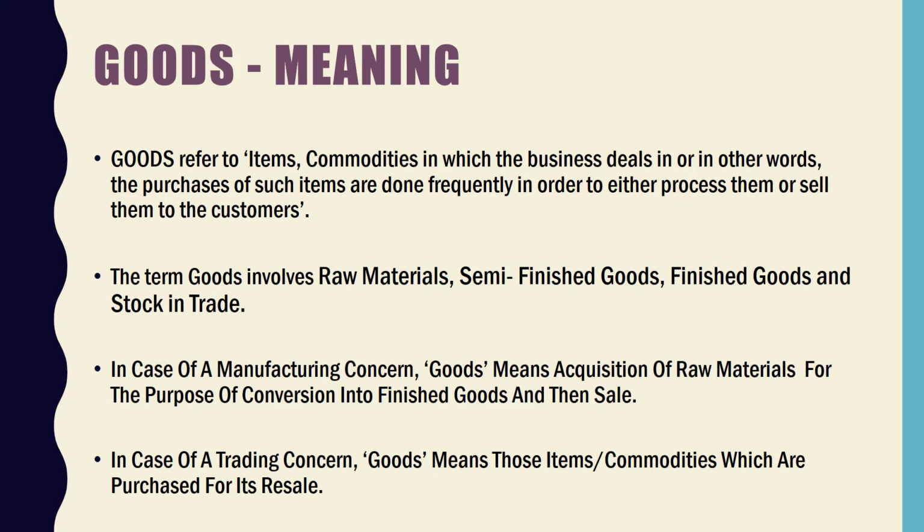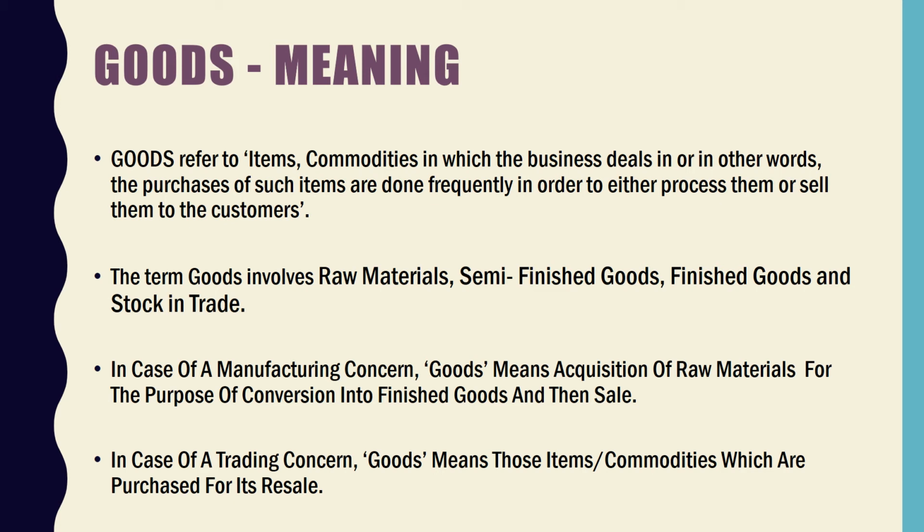Buying and selling are frequent. Purchase and sales are frequent. The thing is, these are goods. Goods basically are bought frequently in order to sell them. So production keeps on happening. That is why you need raw materials. That's why goods are purchased regularly.